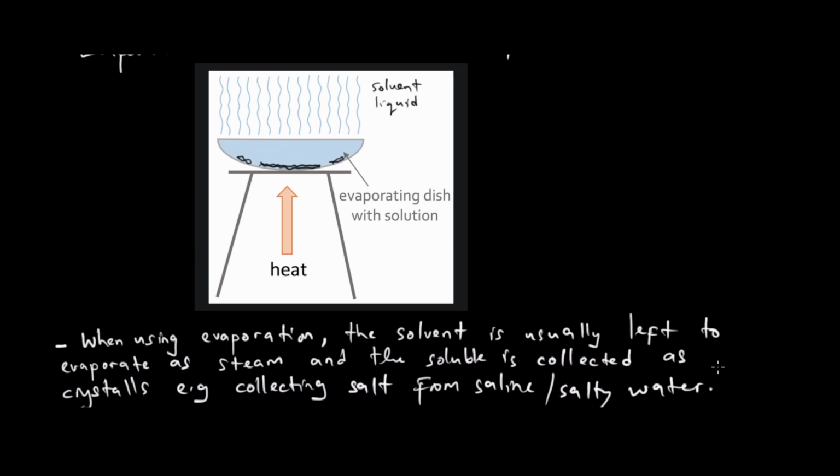But for now, the point is saying when we are evaporating, kana kuti using evaporation as a method of separation in chemistry, the solvent, which is in most cases water, is usually left to evaporate as steam because we have water in abundance. And the soluble solid is collected as crystals. And for example, when we want to collect salt from saline salty water, a simple experiment you can conduct even at home. Take water, then take some salt.